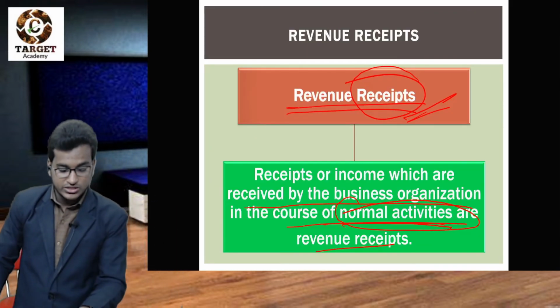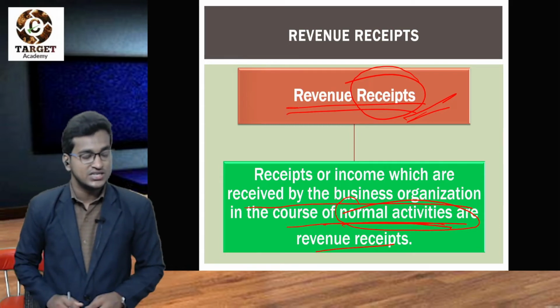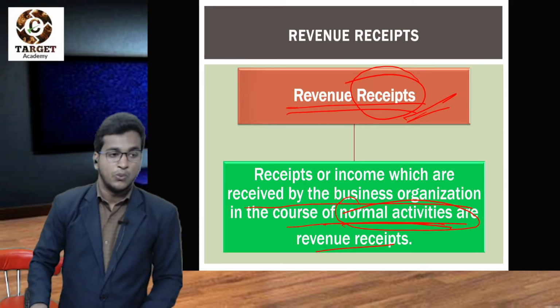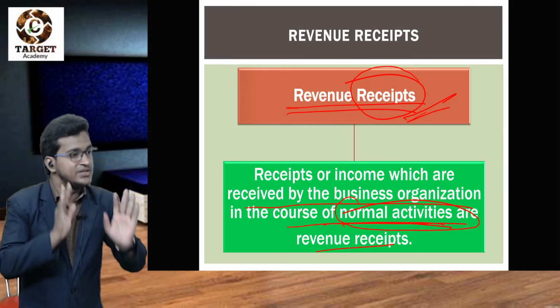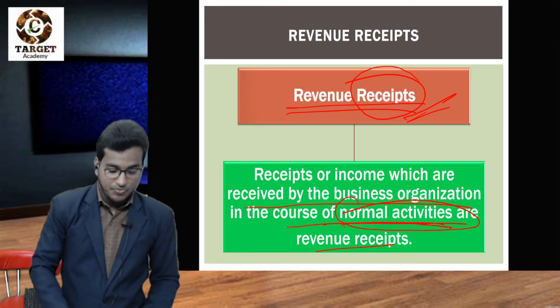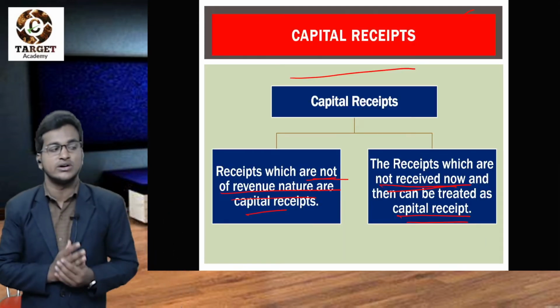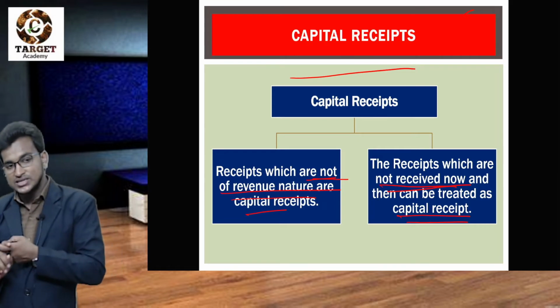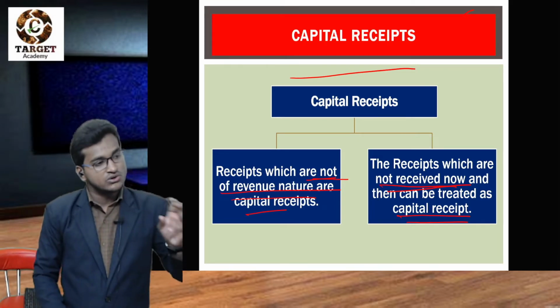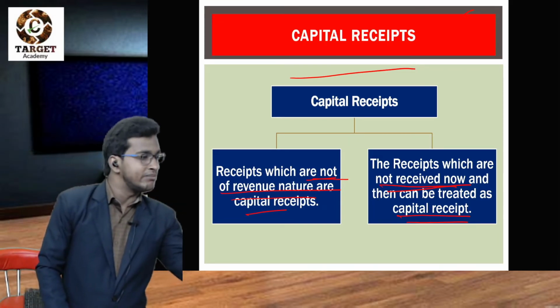I'll revise the two concepts, revenue receipts and capital receipts. Revenue receipts means we are receiving in the ordinary course of business. Capital receipts are not revenue transactions. One more point is given: those not received now, for example, lifetime membership.